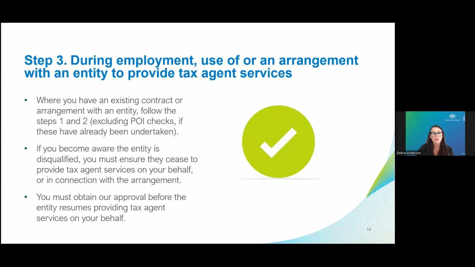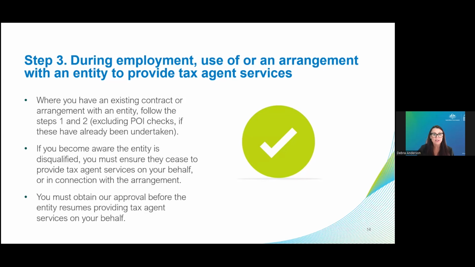Now, where you already have or you already are employing someone or using another entity to provide tax agent services, you need to follow the steps outlined in 1 and 2. And, you know, if you haven't done proof of identity checks on those employees or those contractors in the past, now's the time to do it. But if you have done it, you can skip that step.